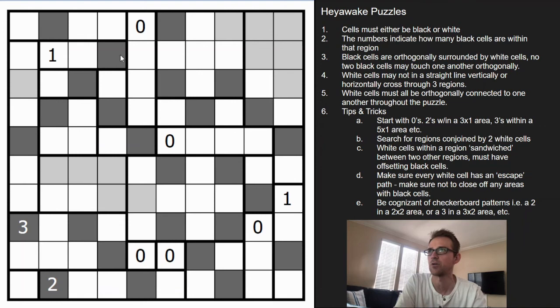So this has created a wall so that this white cell can't escape along this way. So it has to come up through here and escape. So it's got to come up. And now we can see it has to come through here, right?